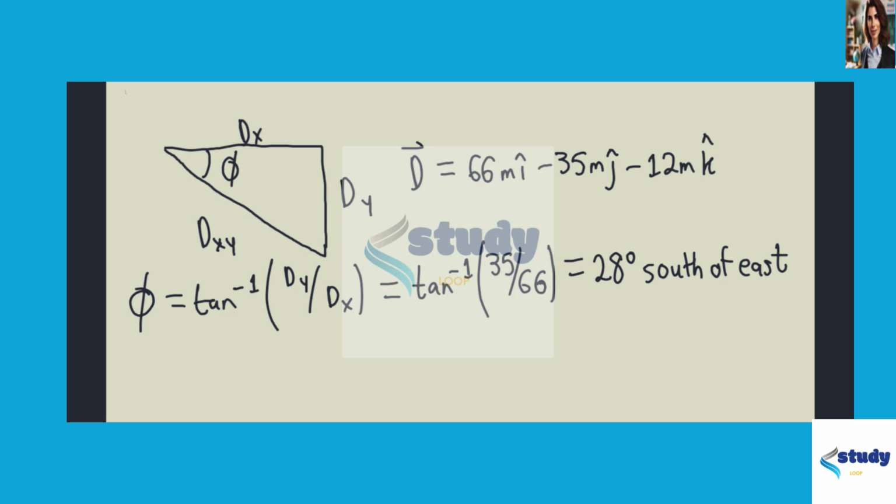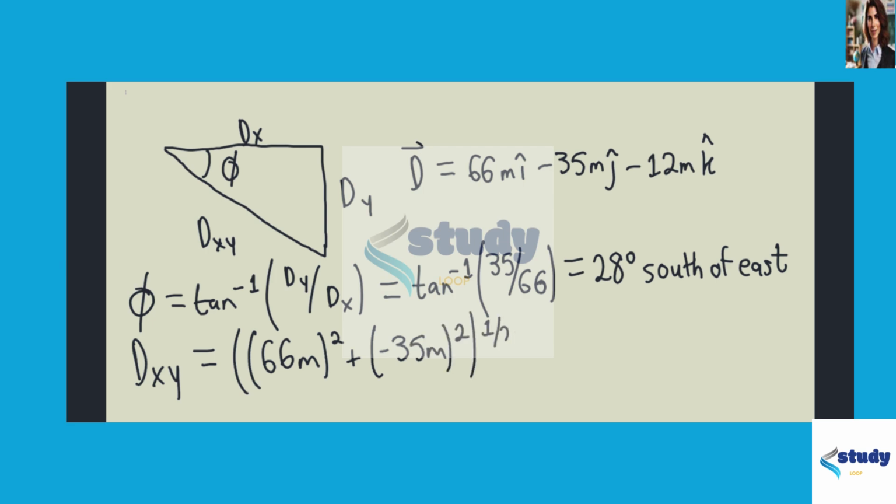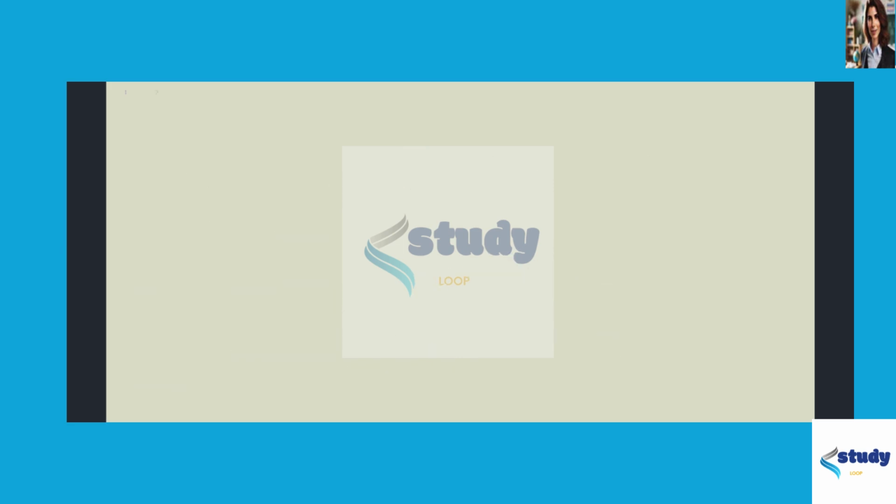And then for the xy plane, the magnitude here would be d of xy. This would be equal to 66 meters squared plus negative 35 meters squared, all to the 1/2 power. This is giving us 74.7 meters.